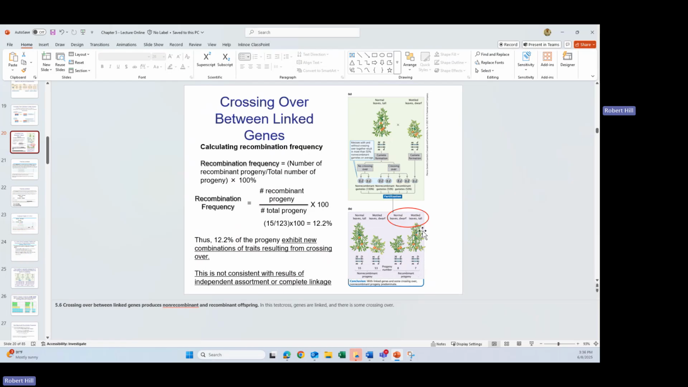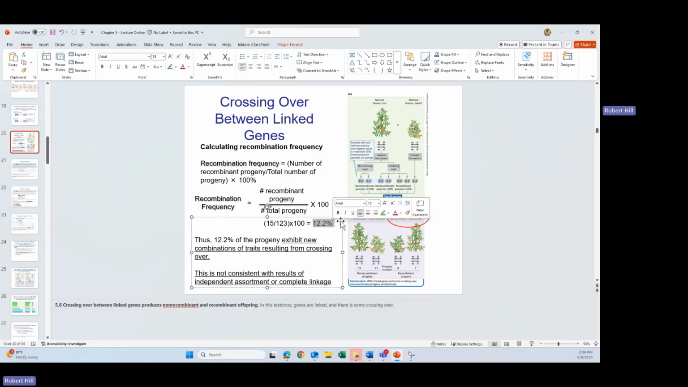So what percent is these of this? And that's what recombination frequency is. And it's a very easy calculation. You just take the number of the recombinant progeny divided by the total, multiplied by 100, right? And you get a percentage.